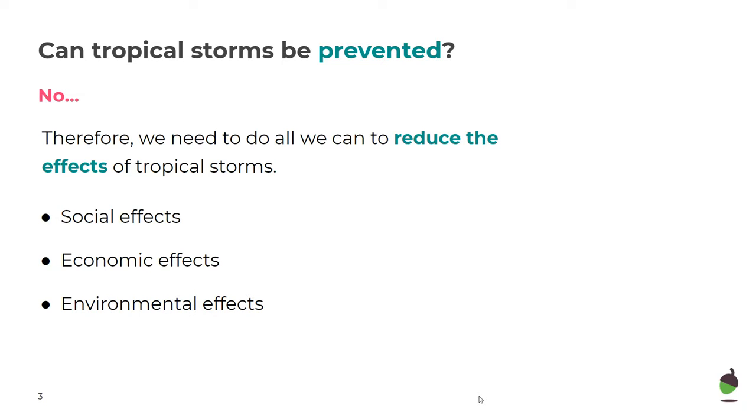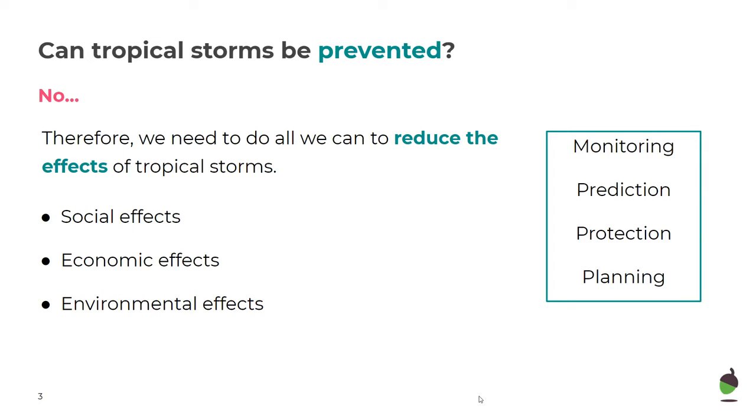So what can we do to make sure that tropical storms, if they're going to be occurring in areas at risk, that we try to minimise the amount of damage that can be caused? And there are 4 different ways that we can do this, and we're going to review those 4 ways in our lesson today. The 4 ways are monitoring, prediction, protection, and planning. And we're going to be finding out what each of those mean in the rest of this lesson.